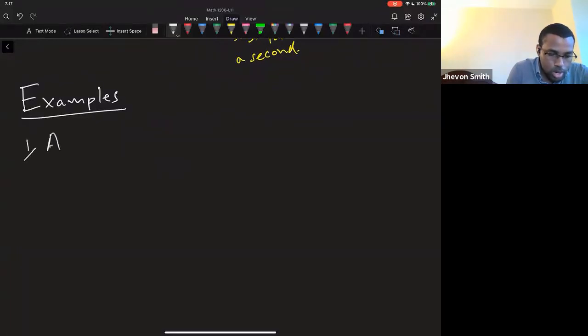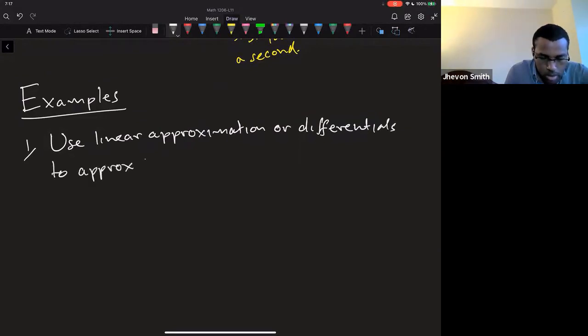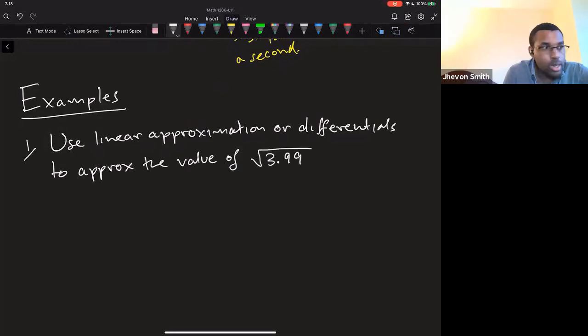One, I might say, use linear approximation or differentials to approximate the value of, let's say, the square root of 3.99, right? Which, yes, I know you can do this in a calculator. That's not the point.